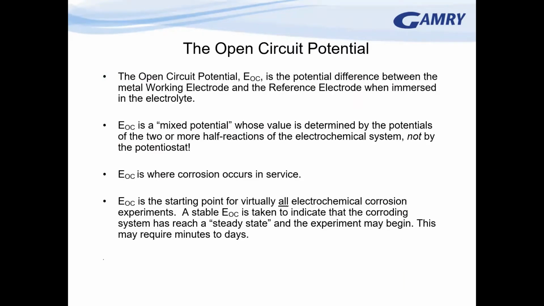So the open circuit potential is the potential difference between the sample or working electrode and the reference electrode when immersed in electrolyte. It's what we call a mixed potential because the value is determined by the potentials of at least 2 half reactions. It is independent of the potentiostat, and it's the starting point of virtually all electrochemical corrosion experiments.